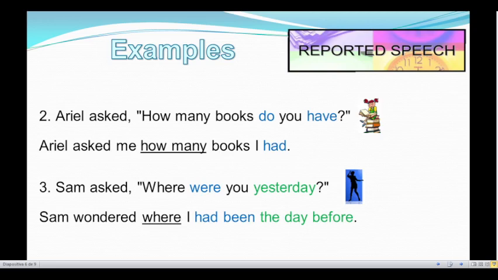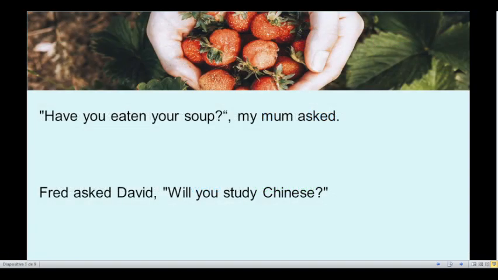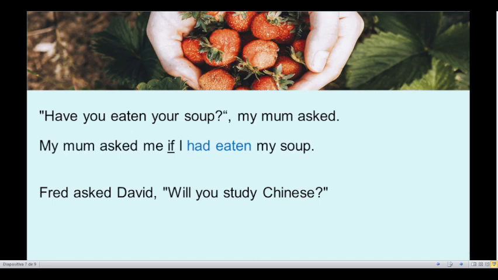Very good. Now let's continue with an exercise. Here we have two questions, so we will have to change them to report the speech. The first one, have you eaten your soup? My mom asked. What would it be the reported speech of that question? Let's see. My mom asked me if I had eaten my soup. Very good.